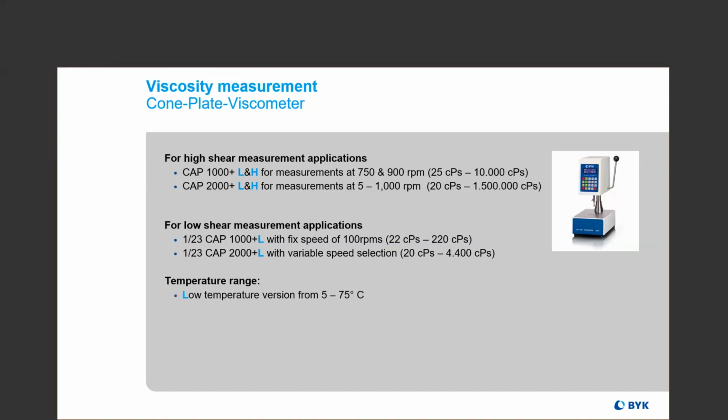It also comes in a low temperature version and a high temperature version, and the low temperature version is capable of measuring, and you can set your liquid to be measured at anywhere from 5 to 75 degrees Celsius. The high temperature version ranges from 50 to 235 degrees Celsius. So again, this is a good instrument if you have something that needs to be heated, such as a wax. These units can do the heating and take the measurement for you.